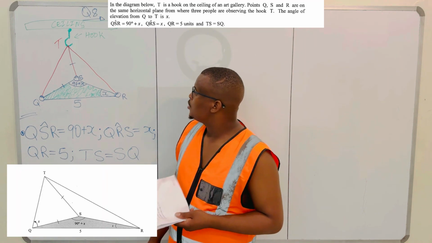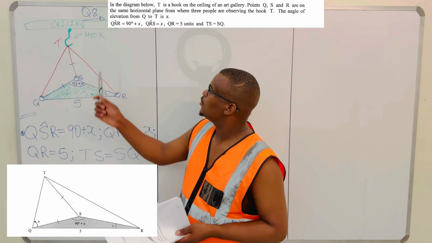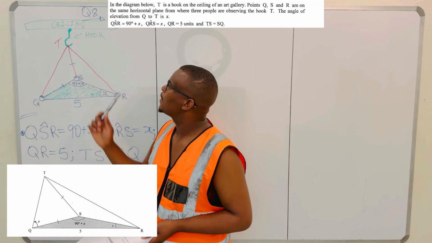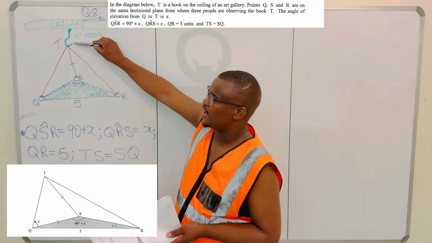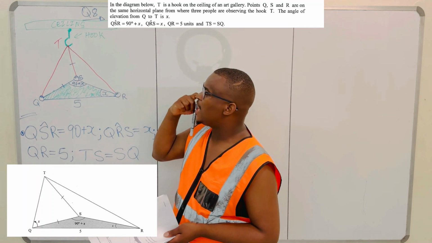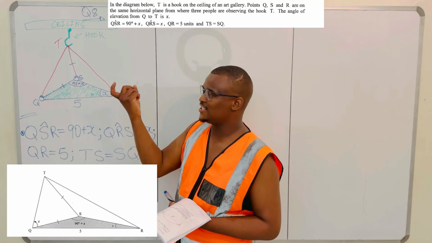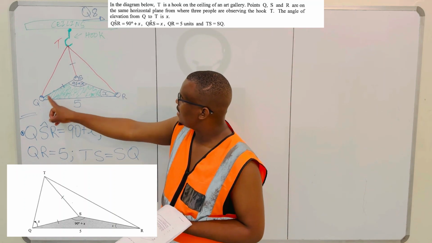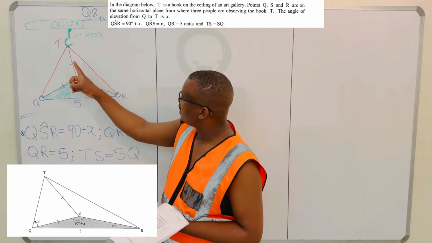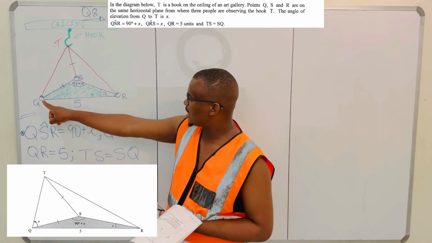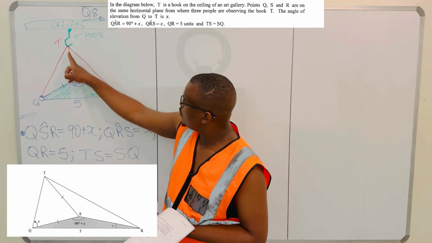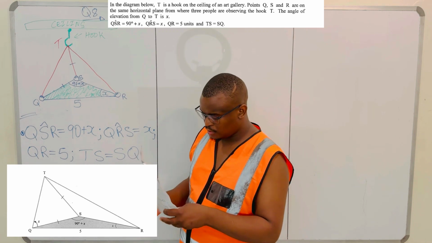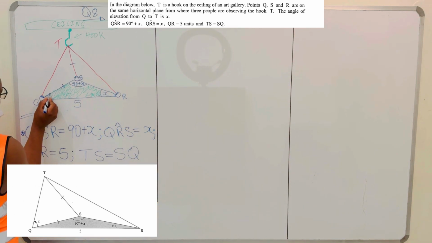Let's look at this. This is how I imagine it. You have a ceiling up here, and on this ceiling there's this hook, right? So this is your hook at an art gallery. We have three people, one here, one there, and one there. They are looking at that hook over there. This guy here, his eyes are looking there. This guy is looking there. This guy is looking at that hook.